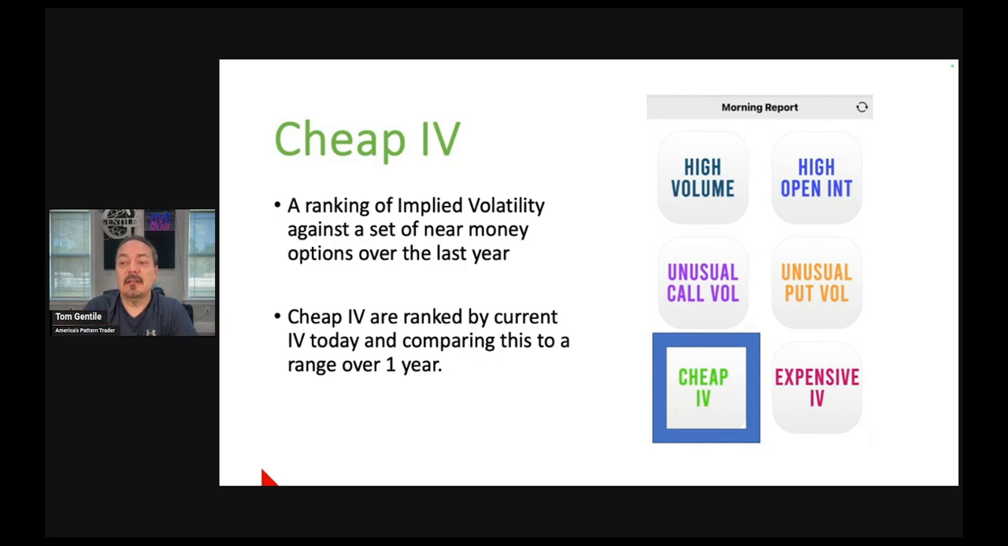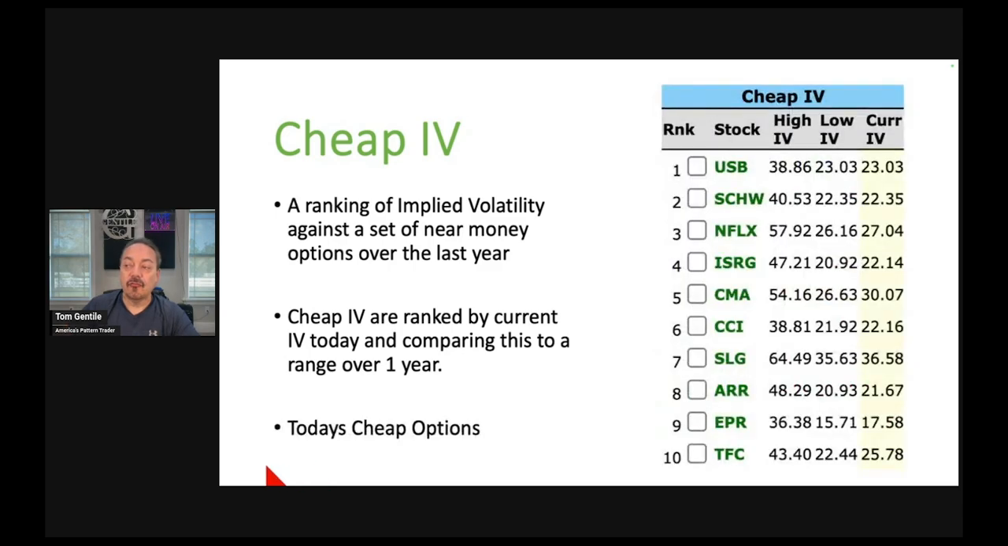I typically look at the last year and I look at three things. I look at where has it been in terms of being expensive for the last year? Where's it been in terms of being cheap? And where is it right now? And we're able to look at those and run reports every day to find those cheap and expensive options. So I want to share with you what we see as cheap today. Again, remember, cheap is ranking of implied volatility against a set of near money options over the last year. And cheap IV is the implied volatility that's closest to the lows.